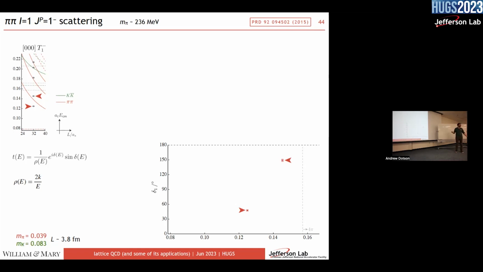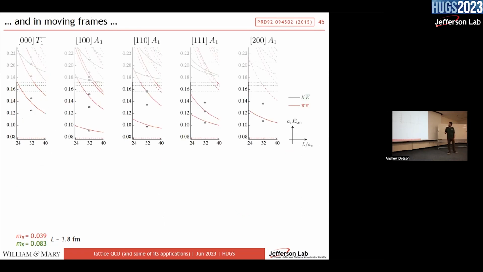And we call success, right? Well, not really. I mean, that tells us basically nothing. I have absolutely no idea of what the phase shift is doing in between those points. So I'm going to need more information if I'm going to make any progress. It turns out you can get more information by computing the system in moving frames. So actually not having the two pions be overall at rest, having the two pions be moving with respect to the fixed lattice.